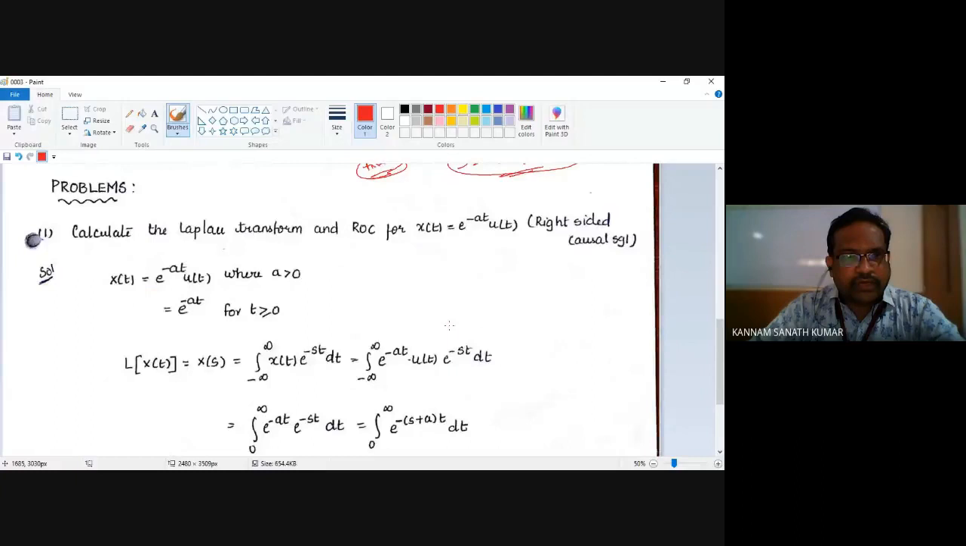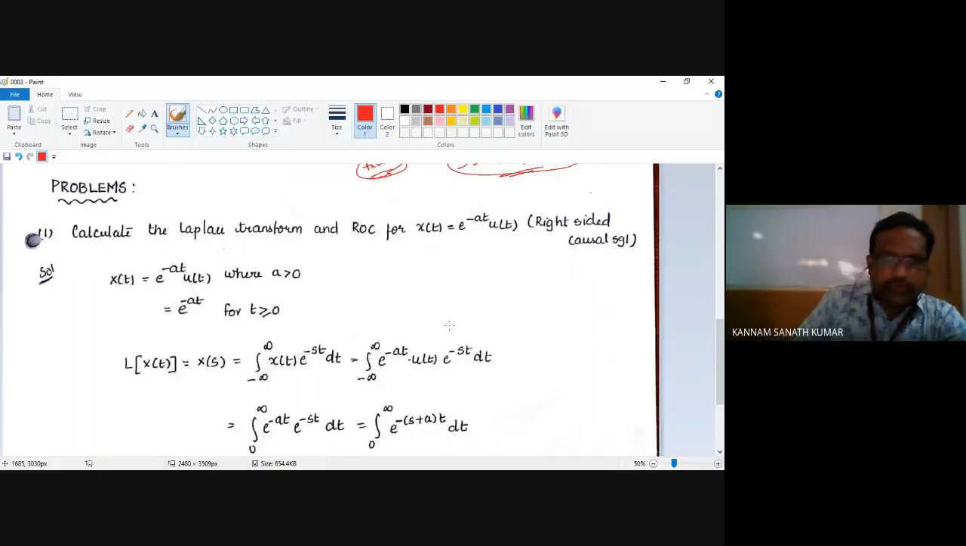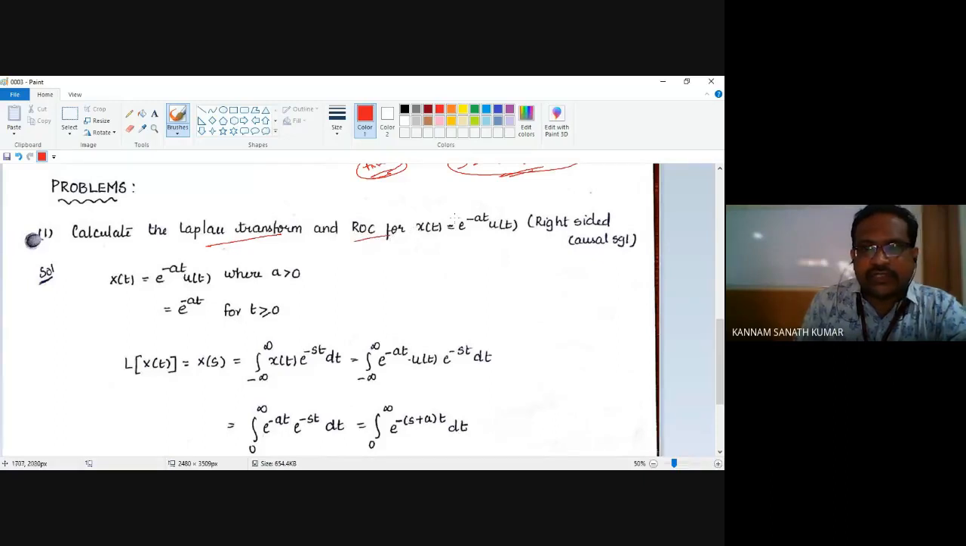So this is one example. We need to calculate the Laplace transform and also the ROC. You have to calculate the Laplace transform and region of convergence for the basic signal x of t equal to e power minus at into u of t. This is the exponential signal multiplied with the unit step signal. So x of t equal to e power minus at into u of t for a greater than 0, and e power minus at for t greater than or equal to 0.